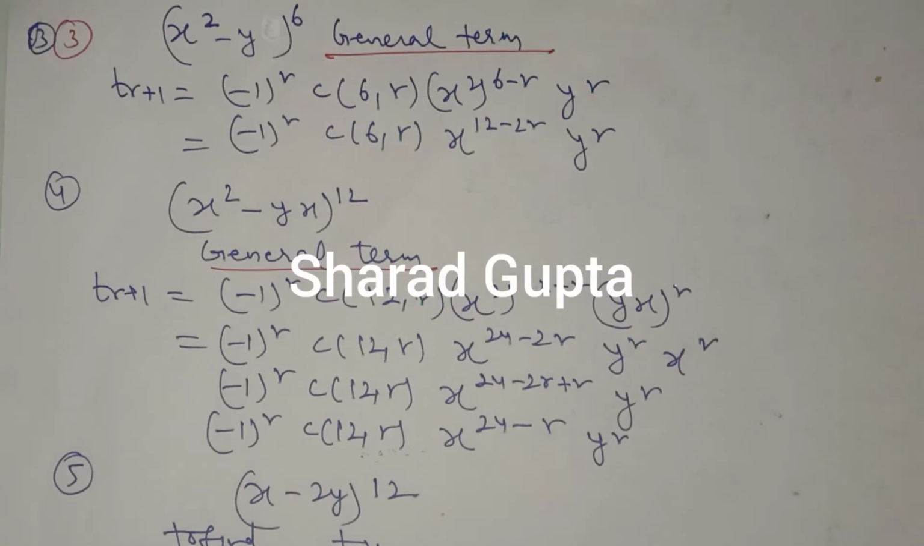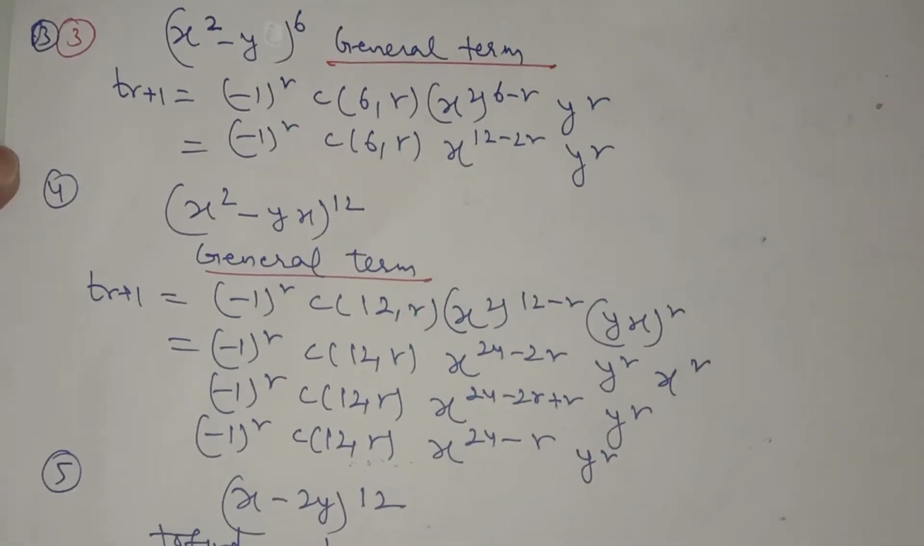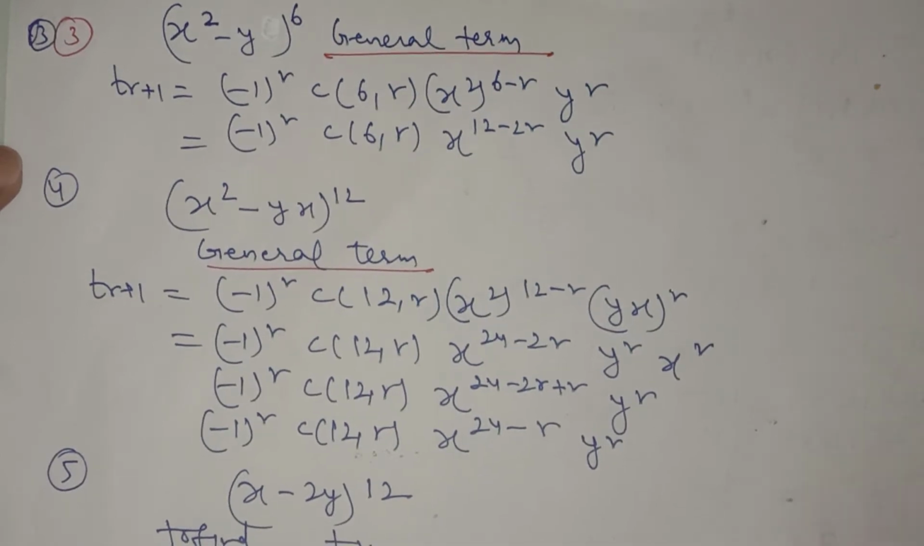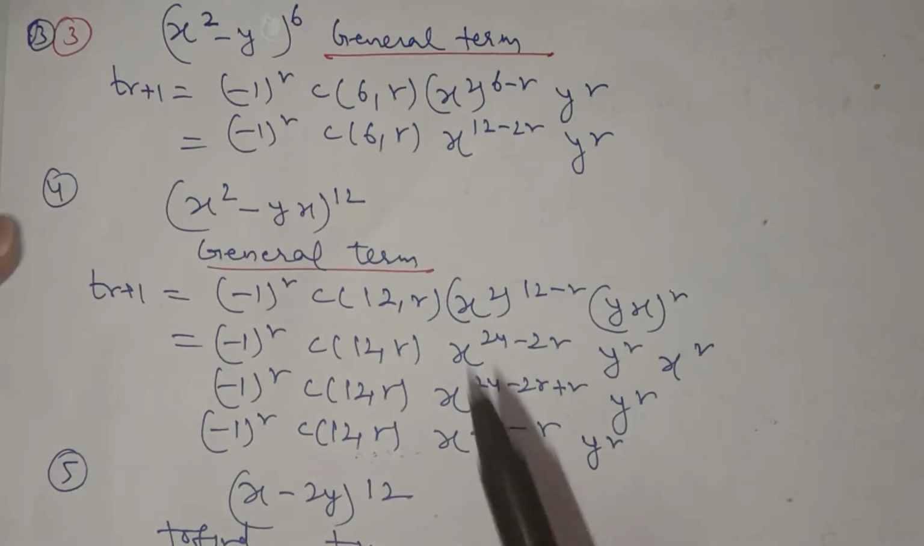Hello, this is lecture number 4 for the chapter Binomial Theorem, and we were discussing Exercise 8.2. We have done up to question number 2. Now in question number 3 you have to find the general term of (x² - y)^6.